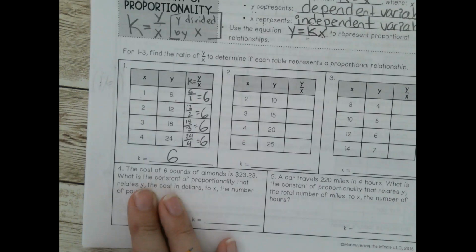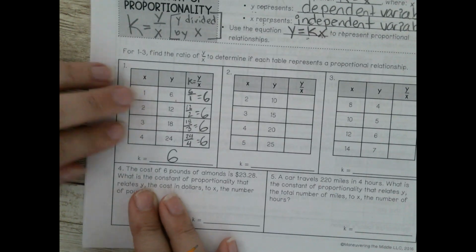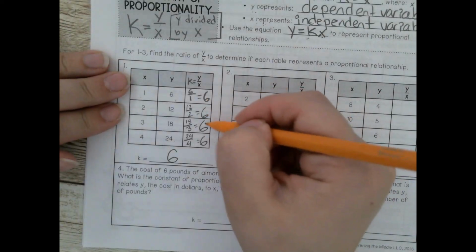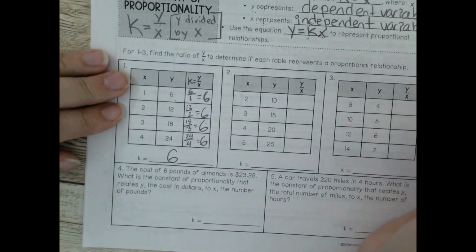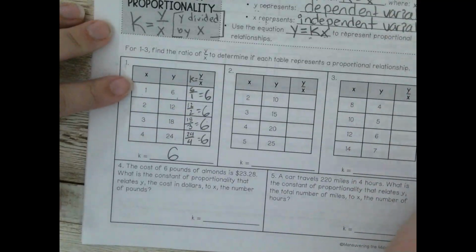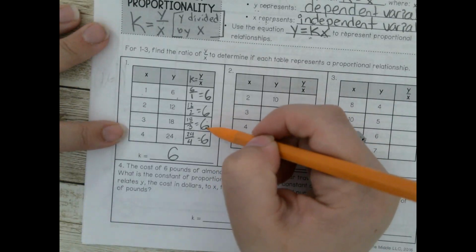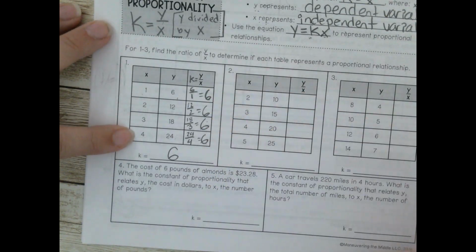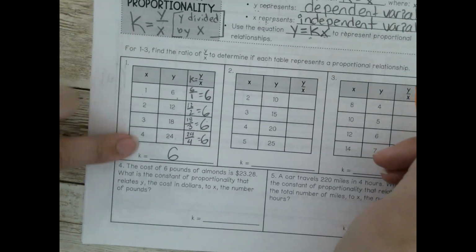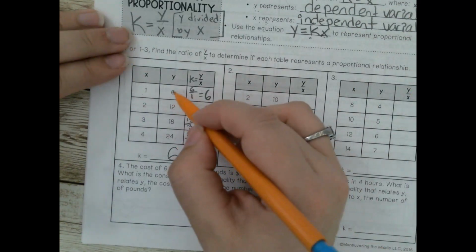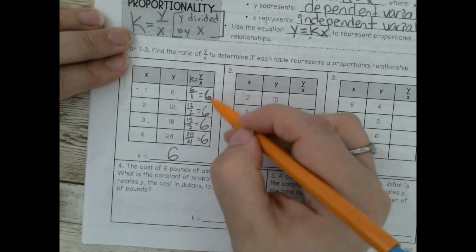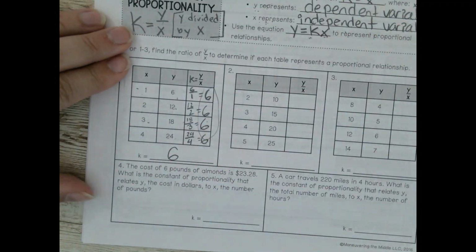Okay, if this was not proportional, they wouldn't all be 6. Okay, you would see a change. So like this one would be 6, maybe this one's 7, maybe this one is 9. It would just be different every time. That's how we know it's proportional, because every time we do y divided by x, no matter which one we pick, it's all the same. It's all constant. See how that word works?